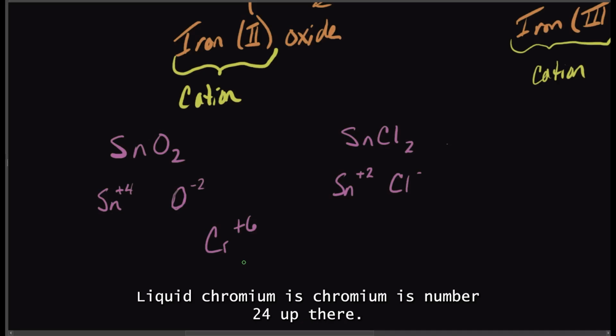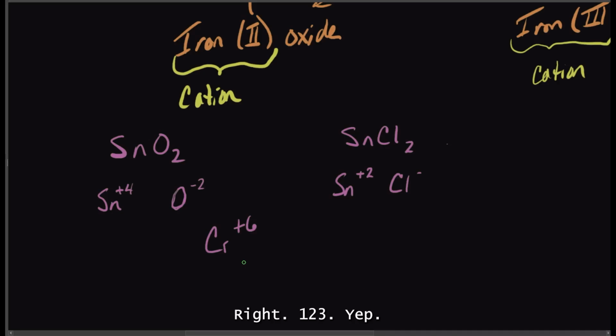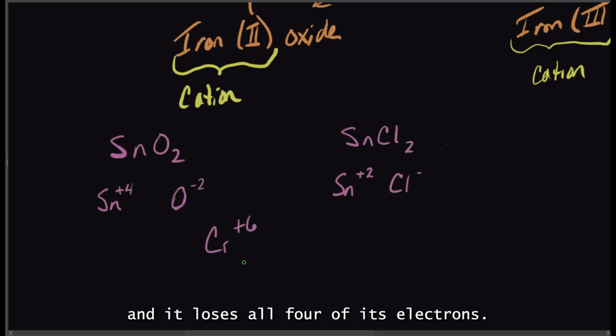Well, look where chromium is. Chromium is number 24 up there. 1, 2, 3, 4. Yep. You see it? Where did that +6 come from? Well, it loses its 2 s electrons, and it loses all 4 of its d electrons. You see that? It's the 6th one over.